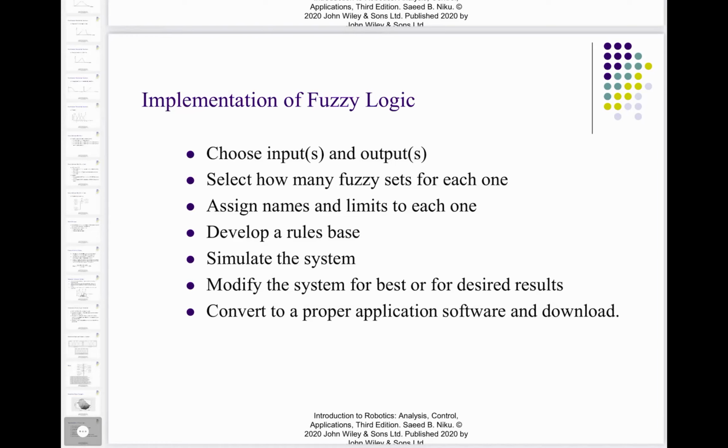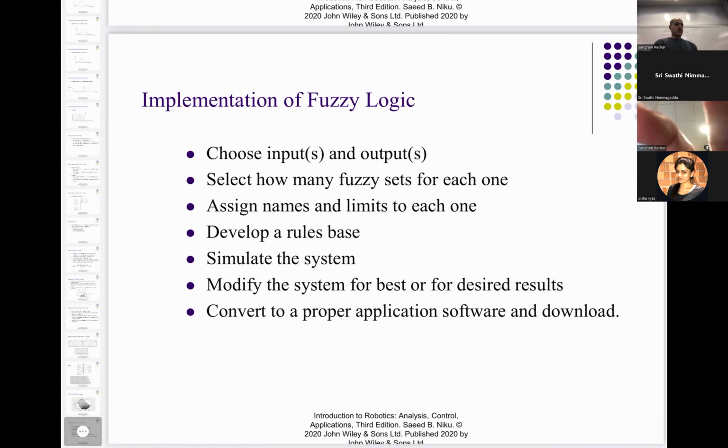And these are the implementation strategies. We choose inputs and outputs, look at the fuzzy sets, assign names, develop the rule base, simulate the system, then modify the system if needed, and finally you can use that fuzzy logic algorithm to control your robot. And with that, we are done with chapter 12.